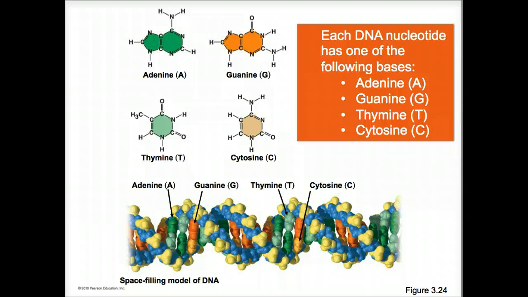Each DNA nucleotide has one of the following. You'll notice adenine and guanine are actually double ring structures. So notice there are 2 rings and 2 rings here. And thymine and cytosine are actually single ring structures. So there are some differences in these nucleotides. Notice down here in this double helix, the blue-yellow is actually the repeating sugar phosphates, and in the middle is where those nucleotides are located.